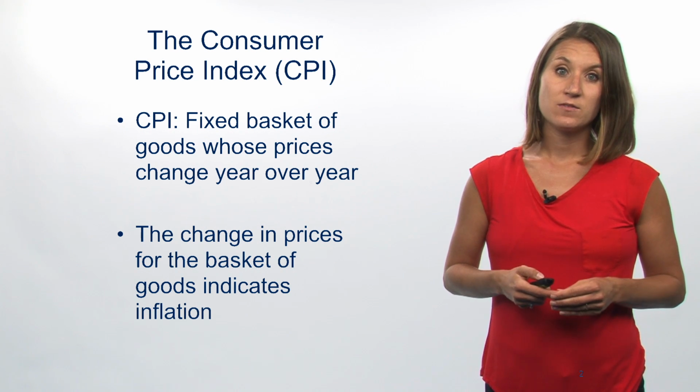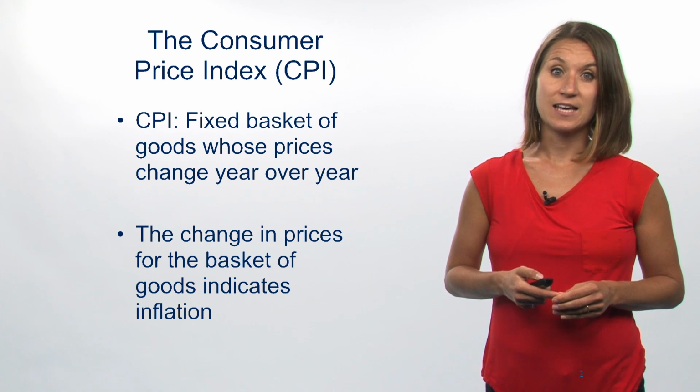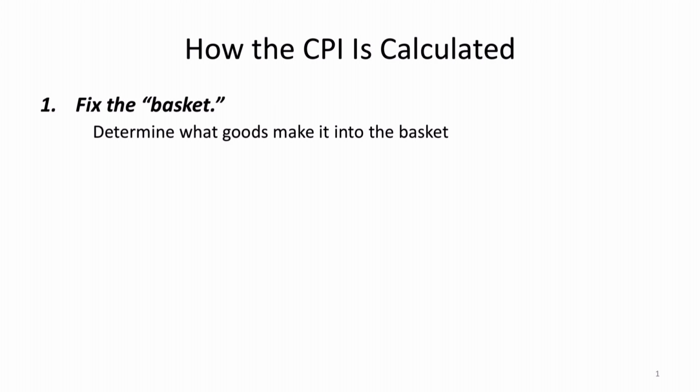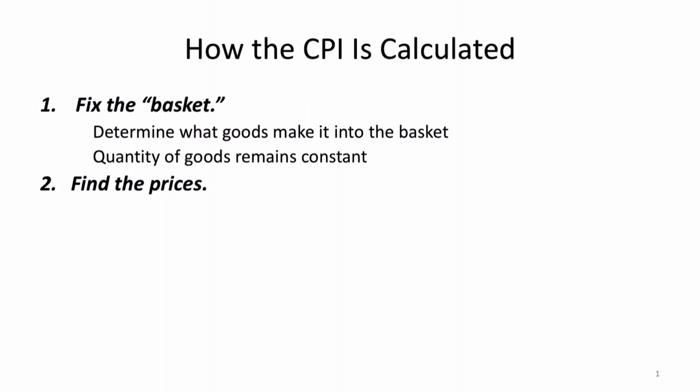So let's look at specifically how the Consumer Price Index is calculated. When we're looking at the CPI, first we need to fix the basket. So here we need to determine what goods make it into the basket. These are going to be goods that are typically consumed by the average household or the average consumer in the economy. The quantity of these goods in the basket remains constant. Next, we need to find the prices of these goods. We determine the prices of each good and we allow the prices to change each year so that we can calculate the change in the cost of the basket from one year to the next.